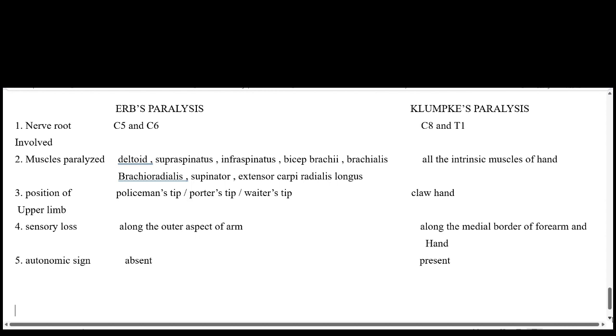Autonomic sign, Erb's paralysis there is no sign, but Klumpke's paralysis there is an autonomic sign which is present, I have already told you that, Horner syndrome. In this three, partial ptosis, anophthalmos and anhydrosis. These 3 points you have to remember in Horner syndrome, and as soon as we study further we can learn more about Horner syndrome.